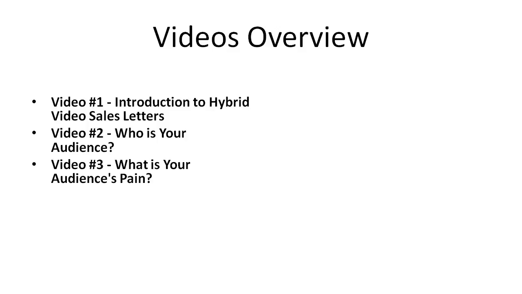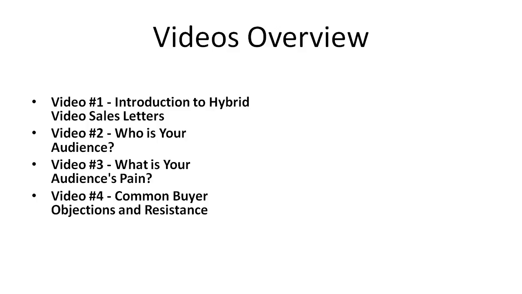Video number 3 is what is your audience's pain? You need to figure this out because this is going to be the main points of your video sales letter, especially in the beginning. Video number 4 is common buyer objections and resistance. Now, while this is general, a lot of times it can be specific depending on what you're trying to sell. I am going to cover this because I want you to know the most common buyer objections so that you can integrate them throughout your video sales letter.